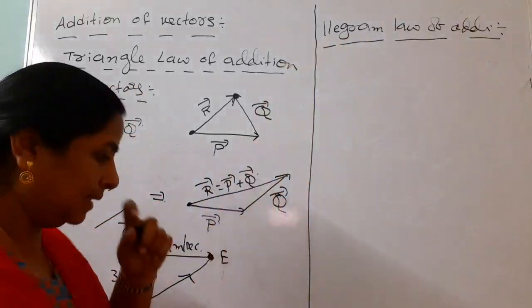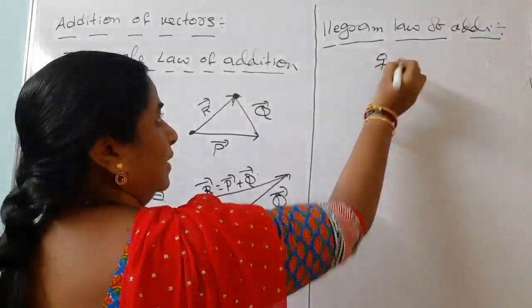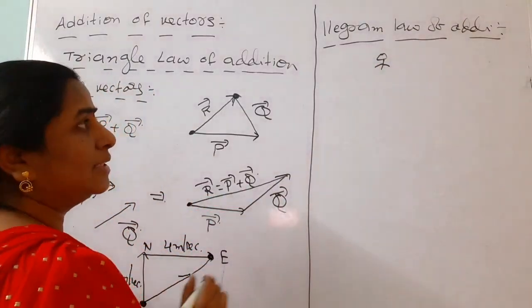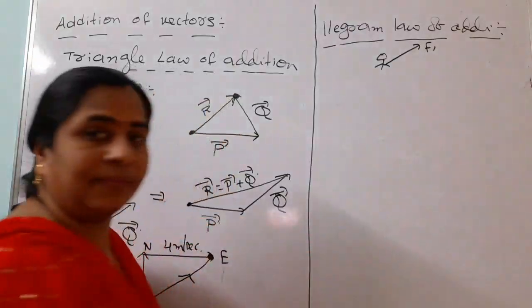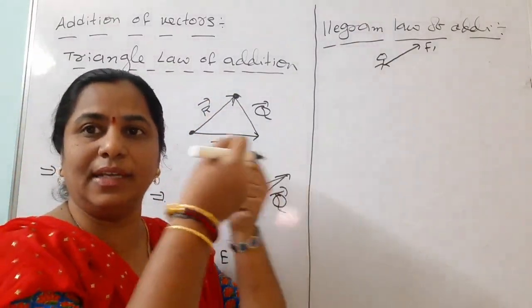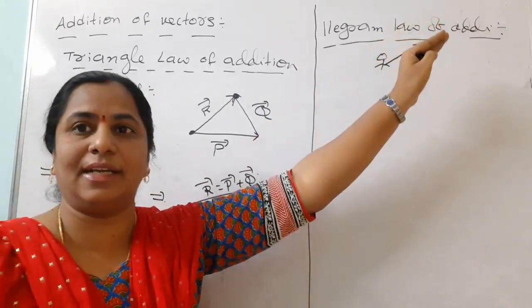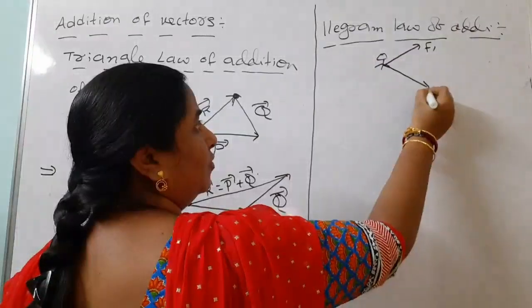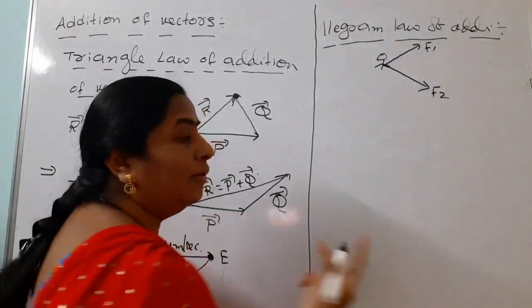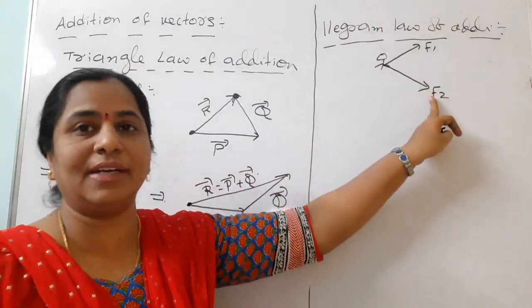Just I am saying, see, one person is there. On this person, suppose one force is acting like this. One thread is there, and we are pulling it with some force, F1. Then what happens? He goes in that direction only. Now one more force we are taking like this. Force is a vector quantity. Now two forces are acting on that person, one is F1 and another one is F2.